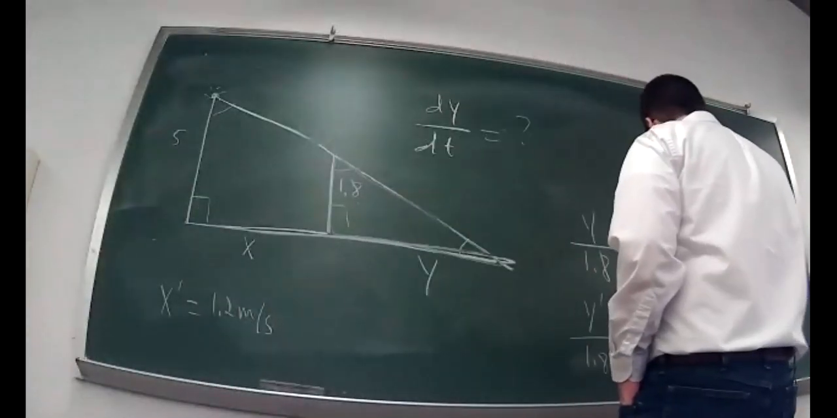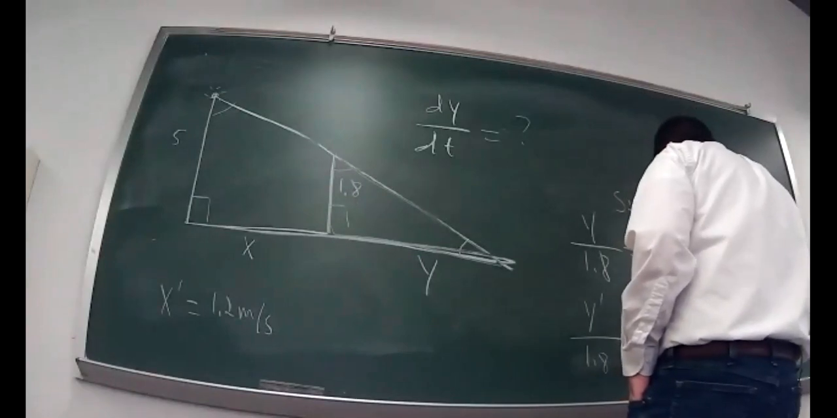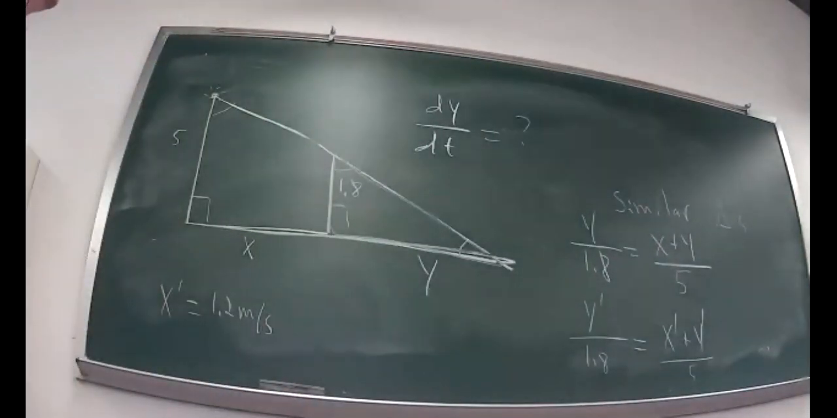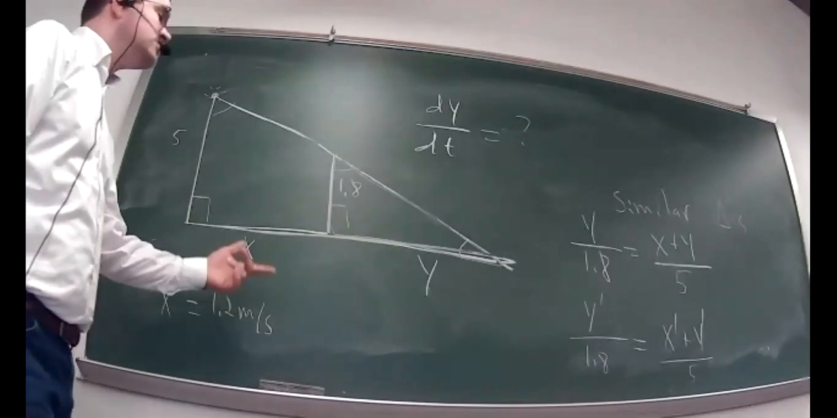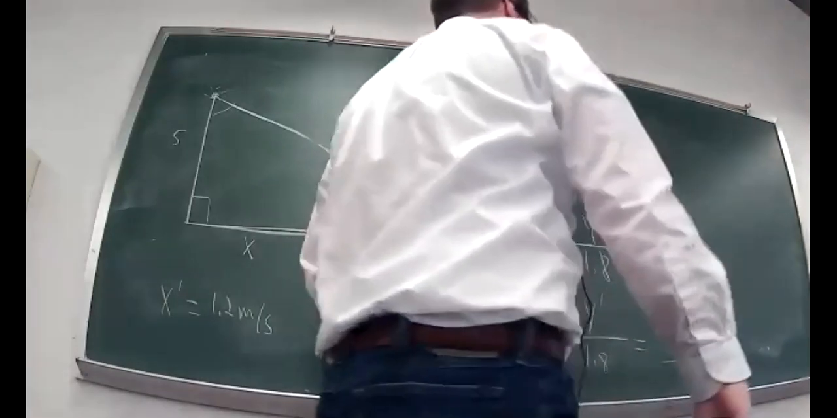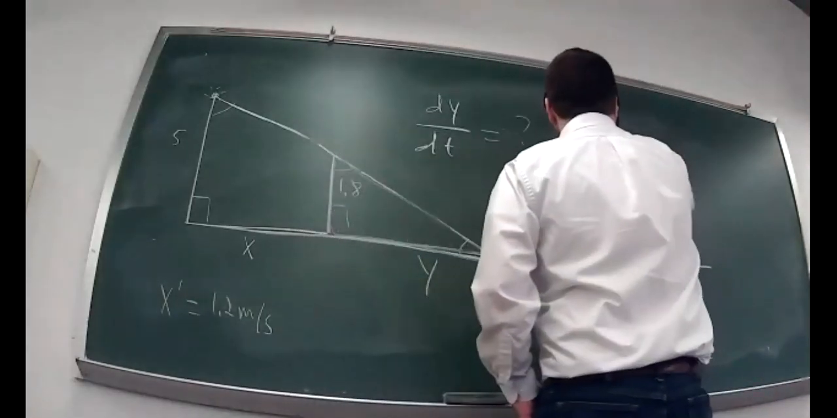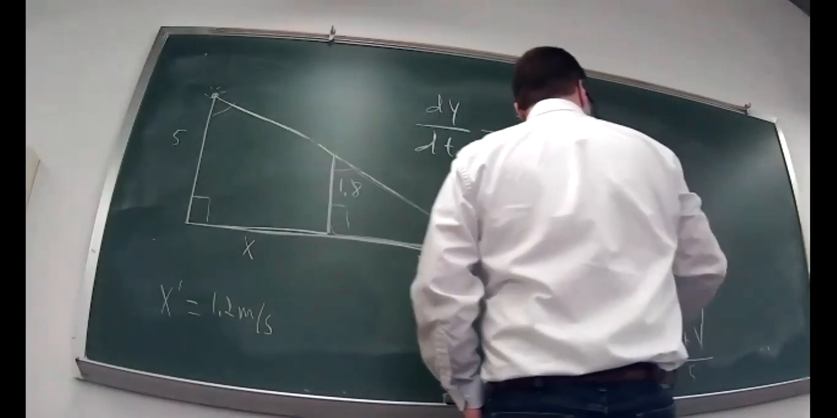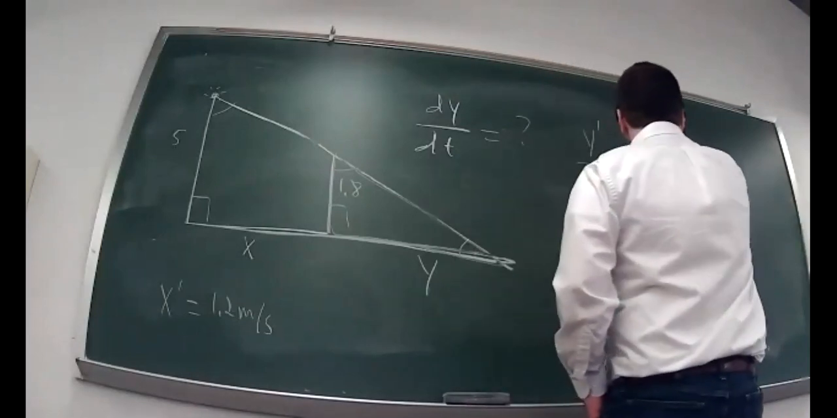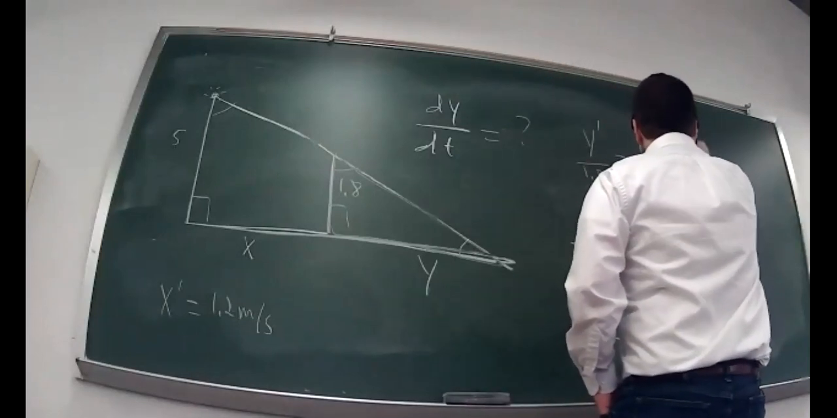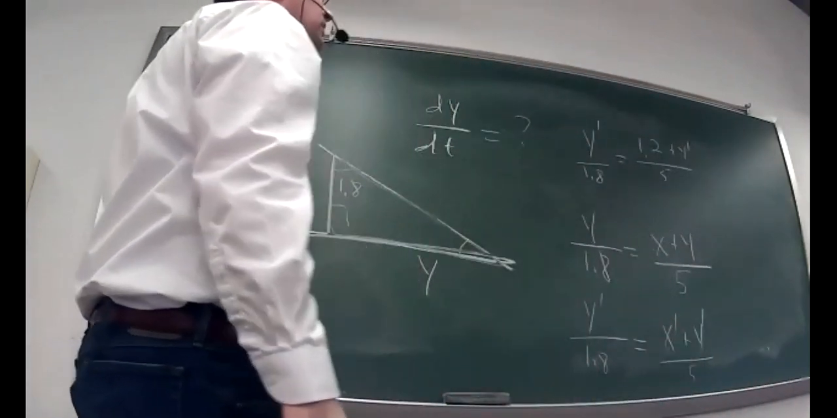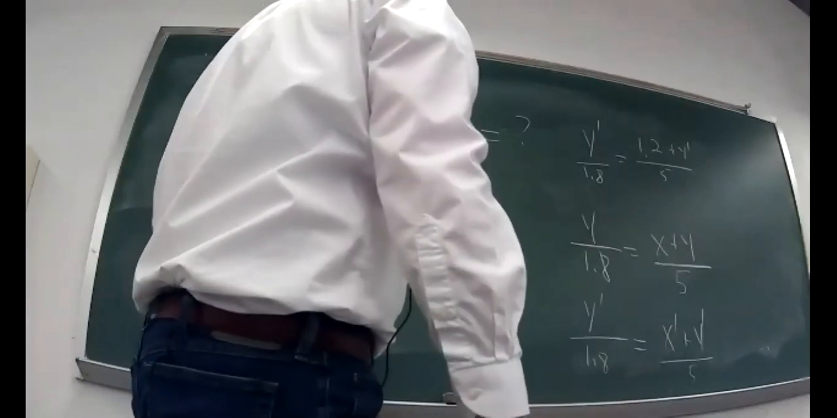And then the derivative with respect to time here is just going to be x prime plus y prime over 5. And we're given the derivative of x, so that was 1.2. So I can just fill that in and say that y prime over 1.8 is equal to 1.2 plus y prime over 5. And I can now solve this for y prime. And then I'm finished.